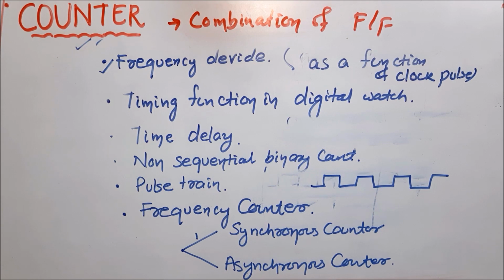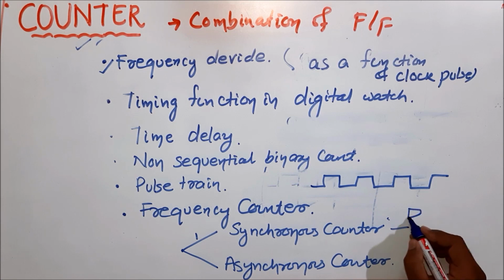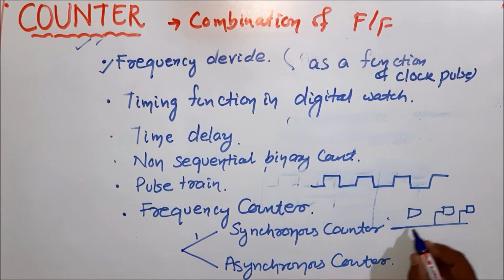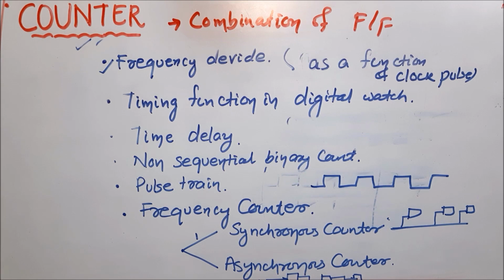Synchronous means a single clock pulse is given to all the flip-flops. For example, these are 3 flip-flops. A single clock pulse is given to all the flip-flops. Then this is called a synchronous counter. But in an asynchronous counter, a single clock pulse is not given to every flip-flop. In an asynchronous counter, only one flip-flop gets the clock pulse and the clock of the remaining flip-flops is the output of the previous flip-flop. We'll study this in detail.